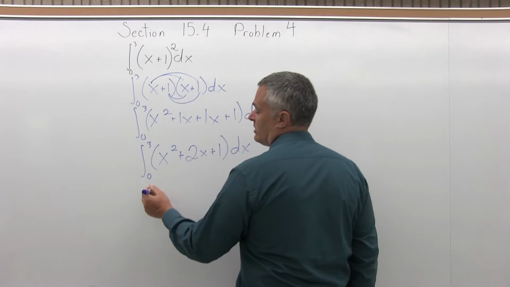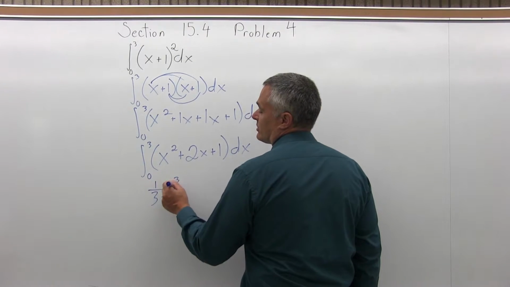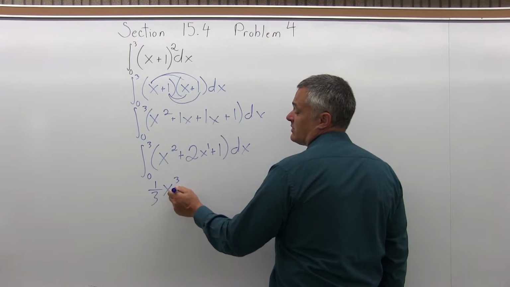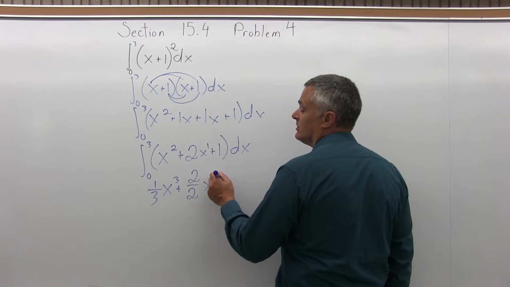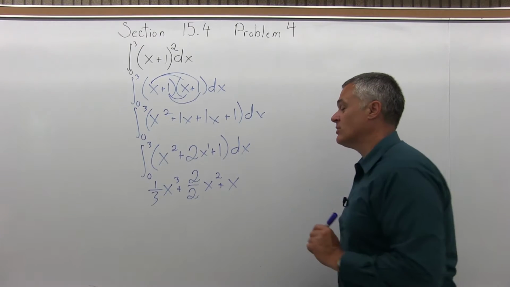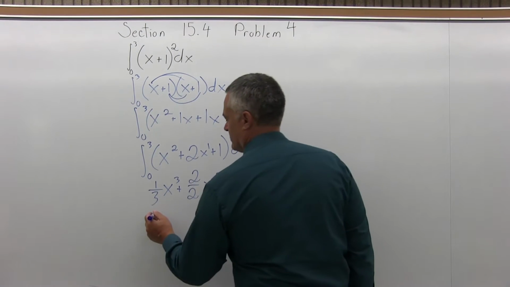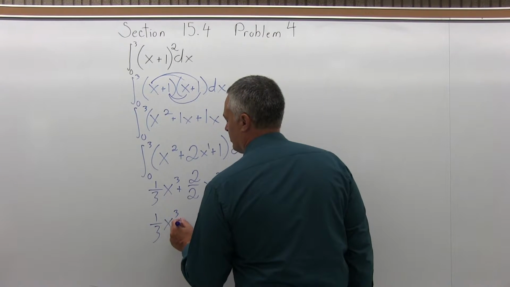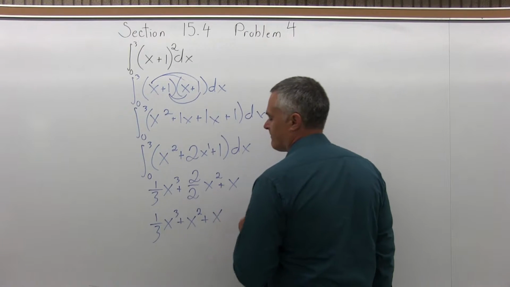So the x to the second has an integral of 1/3 x to the 3. Then the 2x, you can figure as a 2x to the first, so its integral will be 2/2 x to the 2. And then the plus 1 is an x for the integral. The 2/2, let's just simplify that and make it a plain old x squared. So I'm going to have 1/3 x cubed plus x squared plus x.